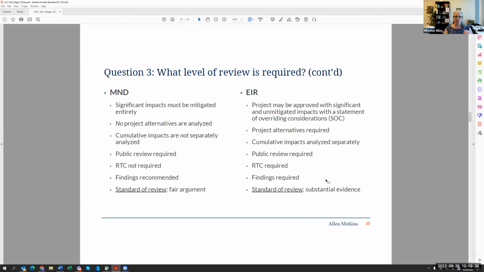In an MND, you have to be able to show that all of your significant impacts can be mitigated. Everything goes away. There's nothing left at the end of the day that may cause an impact on the environment. You don't have to study alternatives, and you don't separately have to study cumulative impacts. You do have to do public review. You aren't required to prepare responses to comments, although you'd kind of be an idiot not to if you send something out for public review, not to respond to those comments and close that loop. You are recommended to do findings, and again, you're going to want to because you want a clear record.